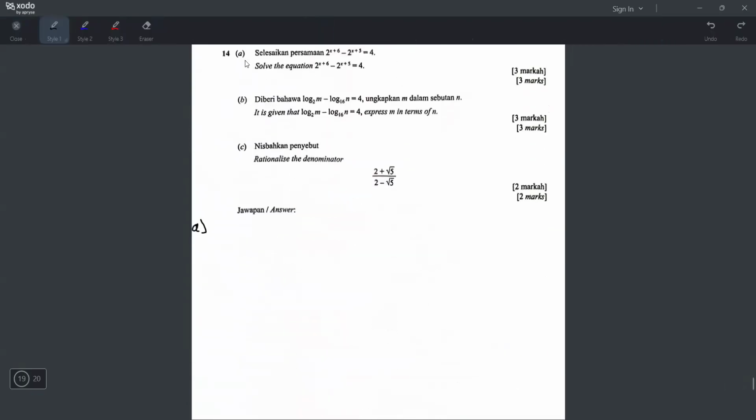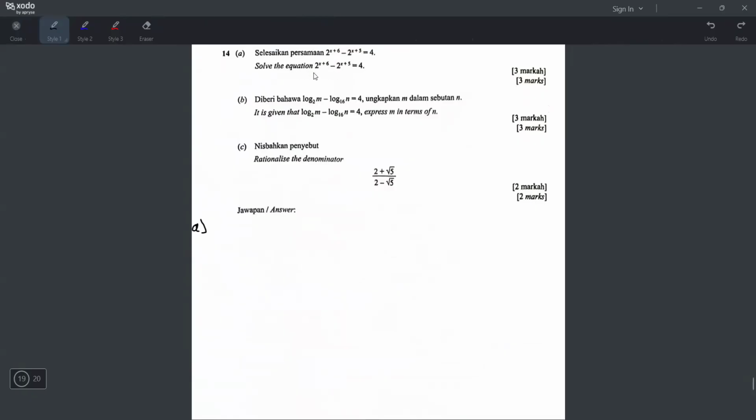Okay, let's do 14. 14a, solve the equation. This is definitely an indices and log question from chapter 4. Okay, so how to solve? Solve means find x. So the equation looks like this. When we are doing indices and log questions, you always make sure you have the same base. You always check the base, right? You want it to be the same base, because if it's not the same base, then you cannot continue.